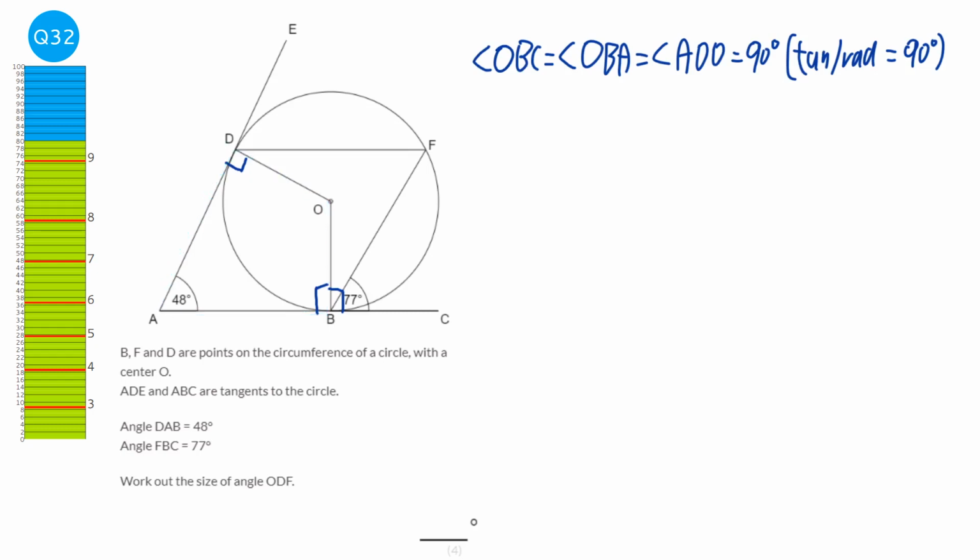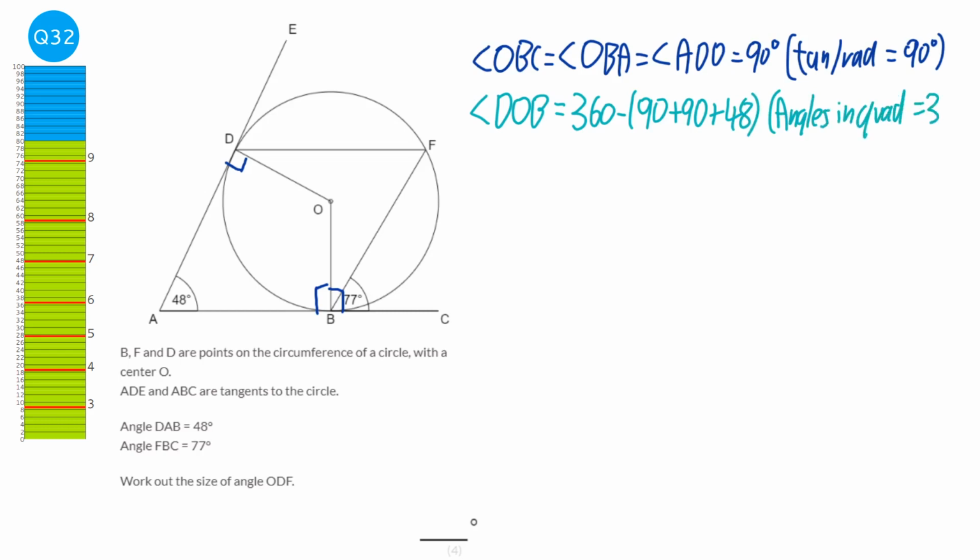Okay, so the first thing I'm realising is that there's a nice little quadrilateral here. And whenever we've got quadrilateral and we've got three of the sides, we can work out the last one. So angle DOB is going to be 360, take away the angles that we know, so 90 plus 90 plus 48. And the reason for that is angles in quadrilateral add up to 360 degrees. And so when you do 360, take away that, you get 132 degrees. So this is 132.